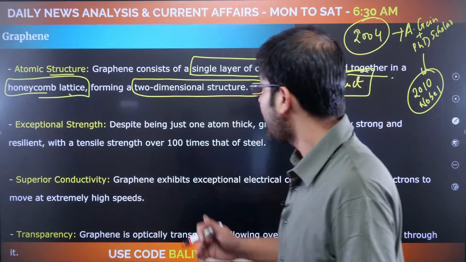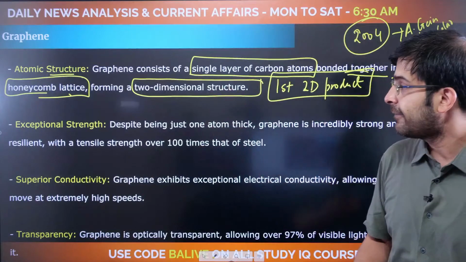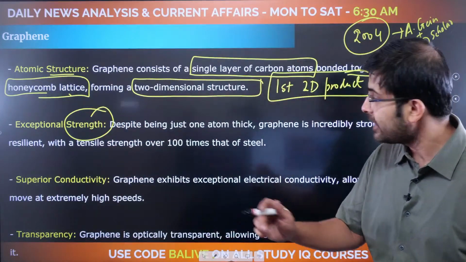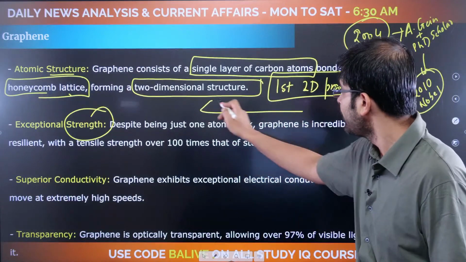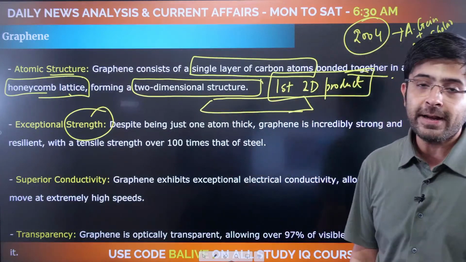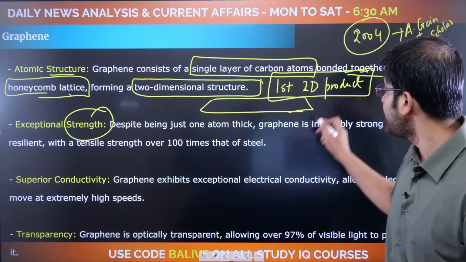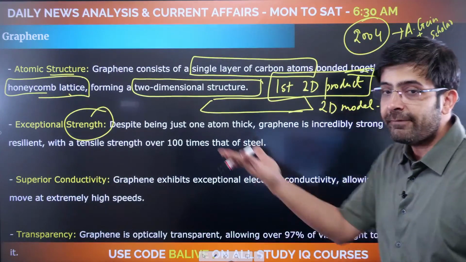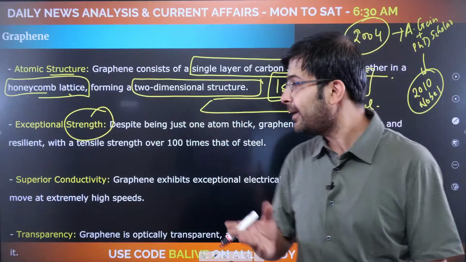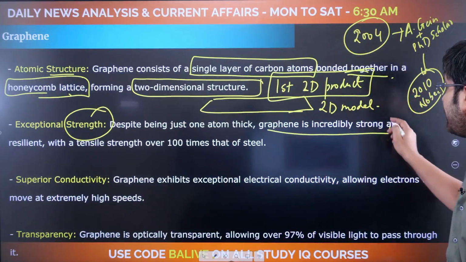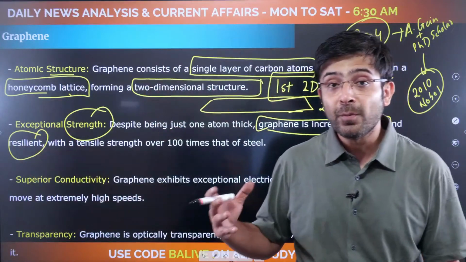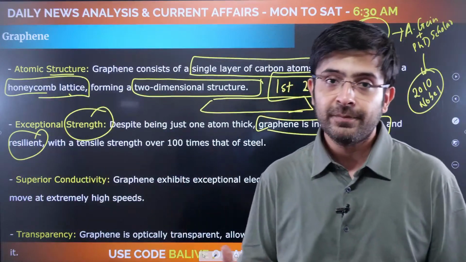Let's look at the other properties that graphene has. Exceptional strength. Despite being just a single layer of atoms placed together in a two-dimensional model, it is incredibly strong and resilient. In fact, it's 100 times stronger and more resilient than steel.